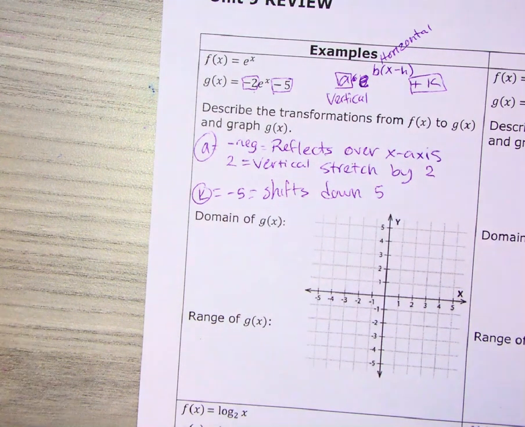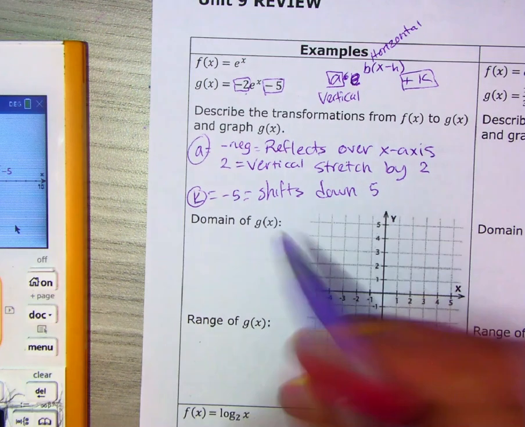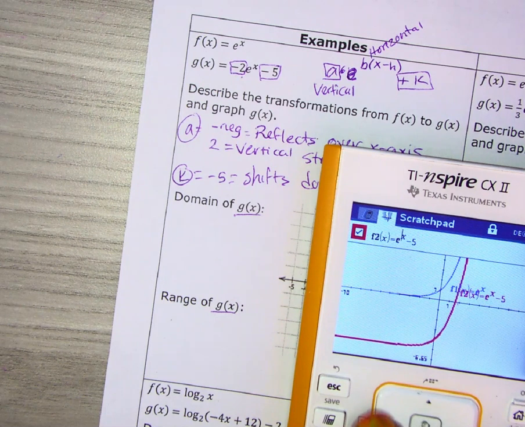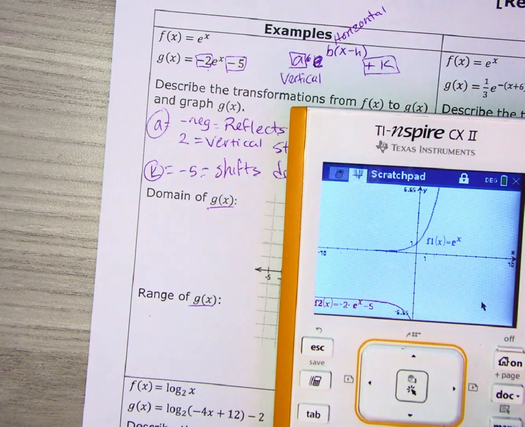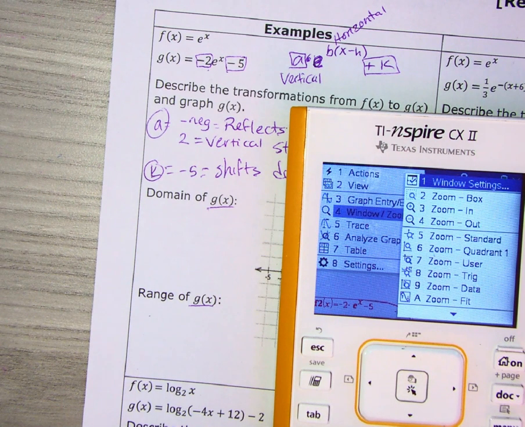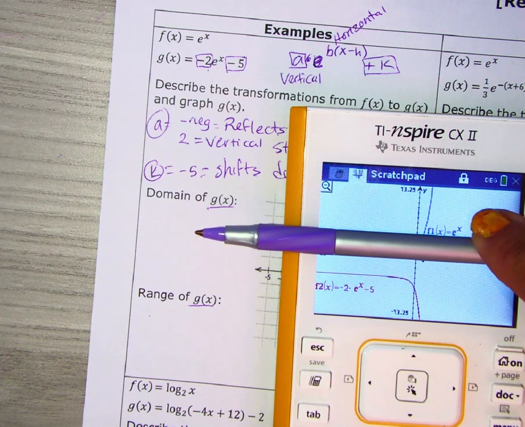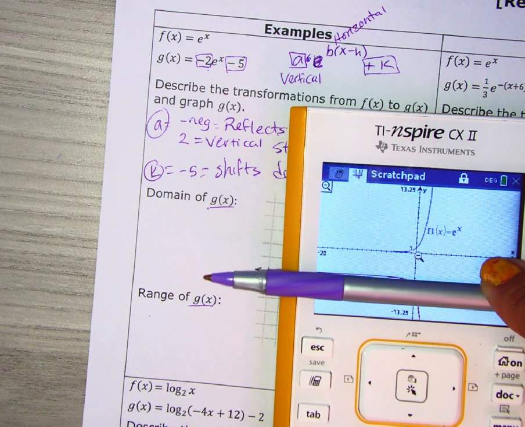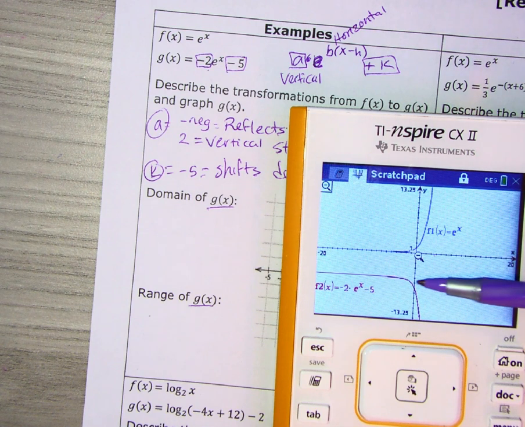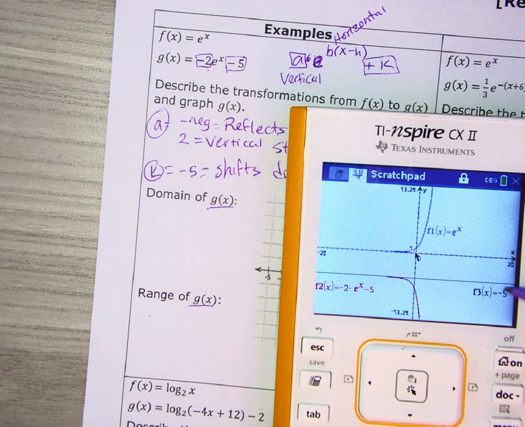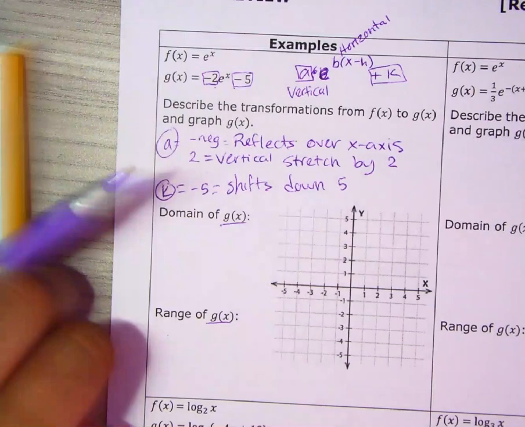All right, the next part is writing down the domain and the range for g of x, which is the new one. So if we put all this together, I'm going to put that -2 in the front and then -5. This is how the new one looks. I'm going to zoom out a little bit just so it could look a little bit better. And we realize that the horizontal asymptote shifted down when the graph shifted down as well. So now the asymptote is at -5, and I'm just going to graph that for you. I'm going to put y equals -5, and then it creates that horizontal asymptote at y equals -5.